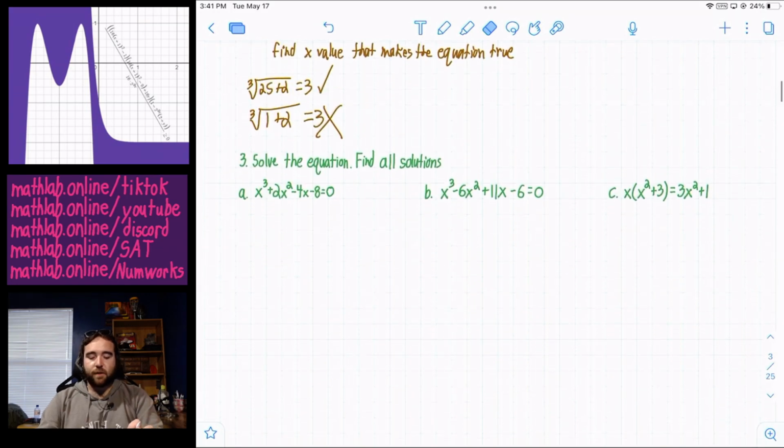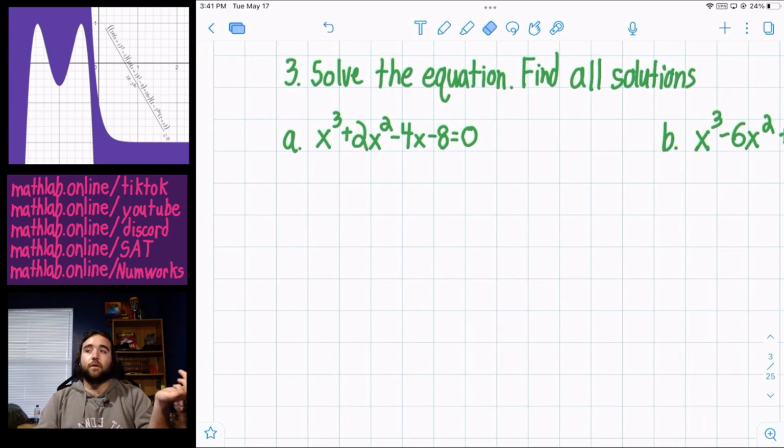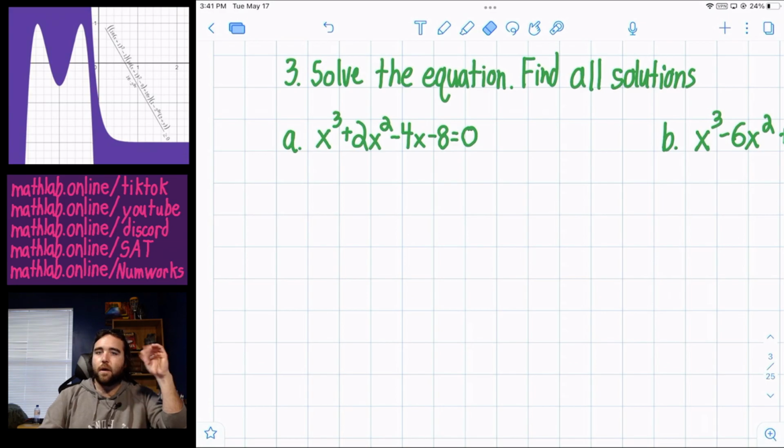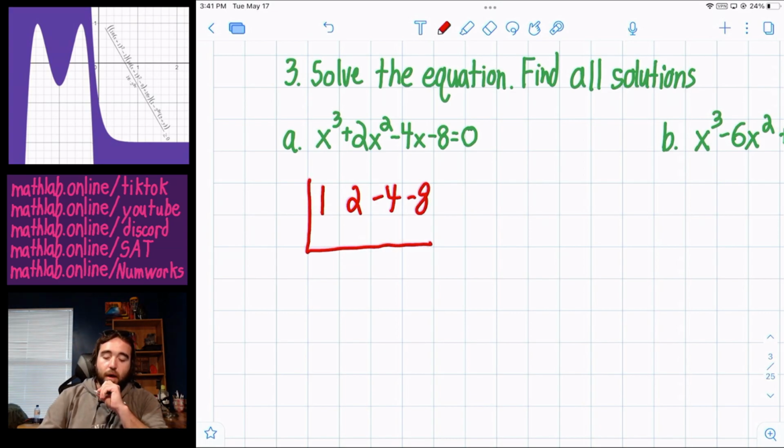All right, that's some good stuff. So what do we got now? We're solving more equations. This time we got x cubed. So if you got powers more than x squared, you're going to have to use synthetic division. That's not bad. We'll just set up with our coefficients: 1, 2, -4, and -8. We set it up, and we got to find a solution that works.